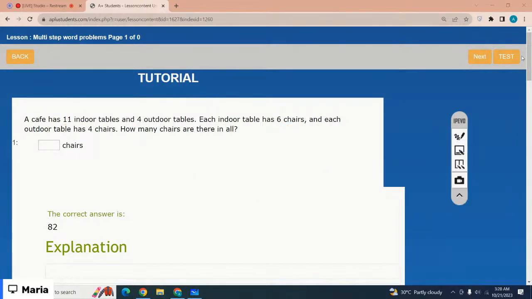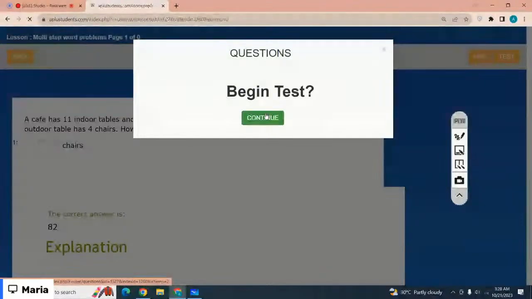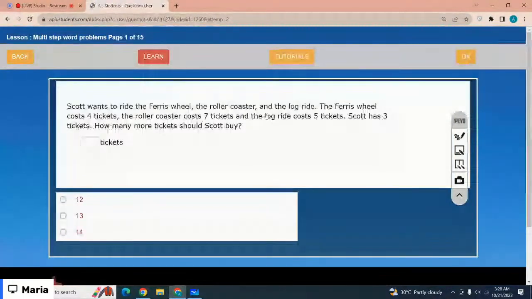Okay, let's just start with the practice questions. Basically, you have to do them step by step, right? Scott wants to ride the Ferris wheel, the roller coaster, and the log ride. The Ferris wheel costs 4 tickets. The coaster costs 7 tickets. And the big log ride costs 5 tickets. Scott has 3 tickets. How many more tickets should Scott buy? So, which is the correct option?